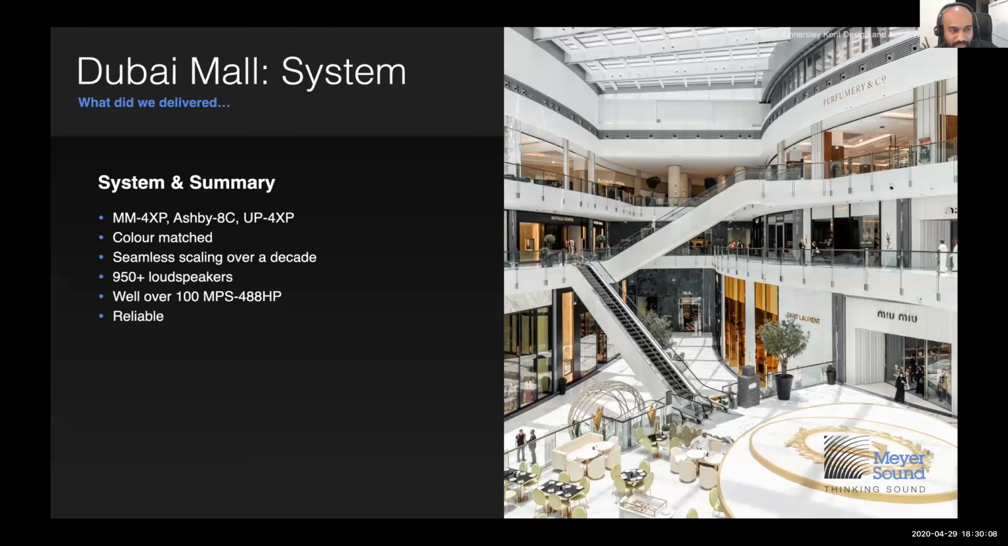What did we deliver? Well, this mall has over 950 intelligent DC loudspeakers. We have different models, of course, starting from the MM4 XP, the ASHP 8Cs, UP4 XP. These have been color matched so that they are invisible, as you would have noticed in the pictures before and now. These are all white, but there are a few surfaces that are not white, and the loudspeakers were color matched. This is done at the factory if you request so.